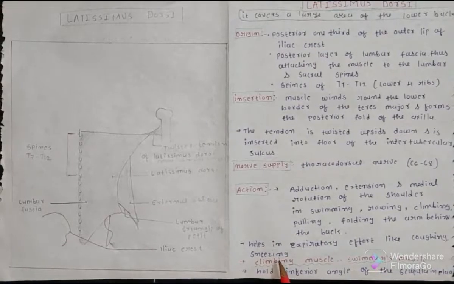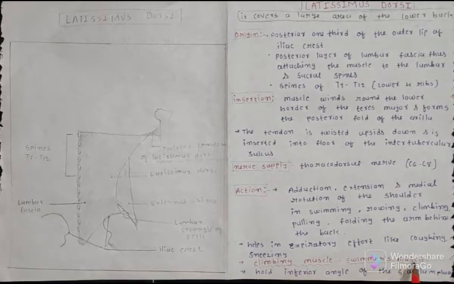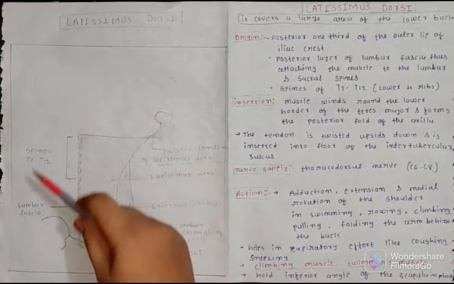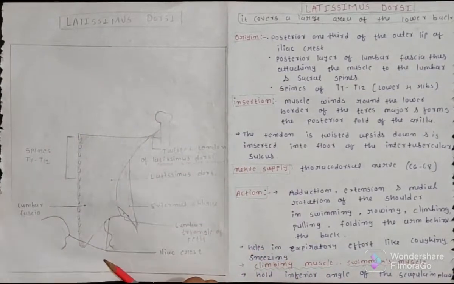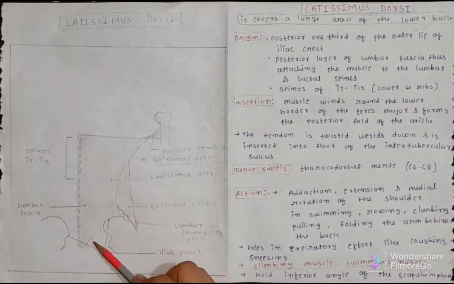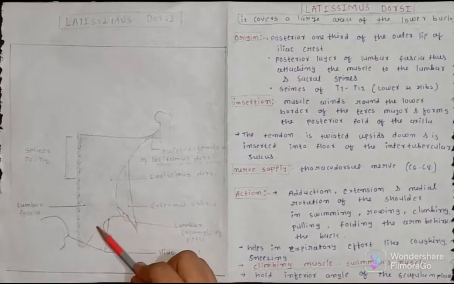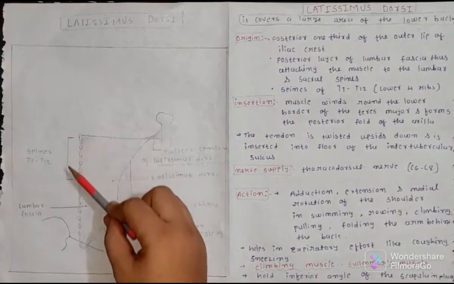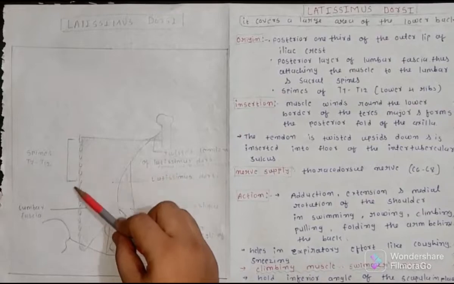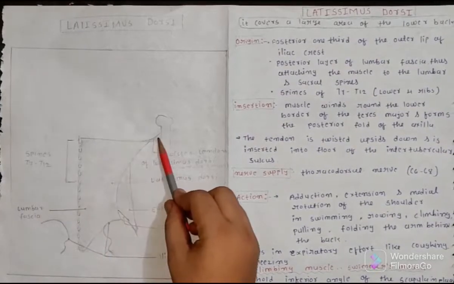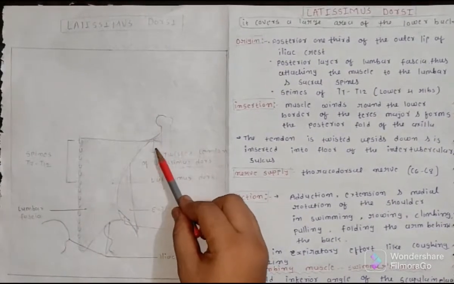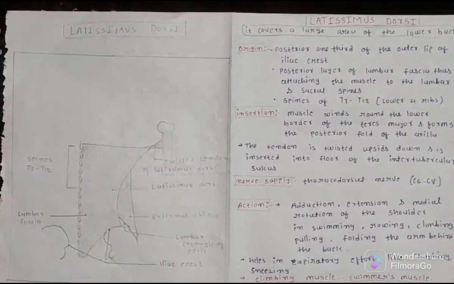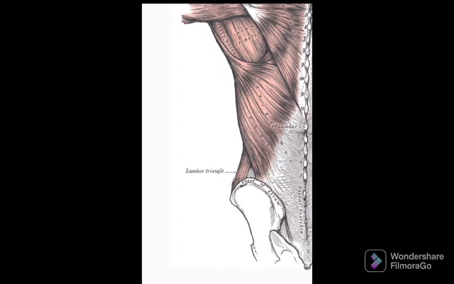It's also called the climbing muscle and swimmer's muscle. It holds the inferior angle of the scapula in place. You can see here the latissimus dorsi muscle diagram. Its origin is from the outer lip of the iliac crest and the T7 to T12 spines, and insertion is by the twisted tendon into the intertubercular sulcus. In this diagram you can see the origin and insertion of the muscle.